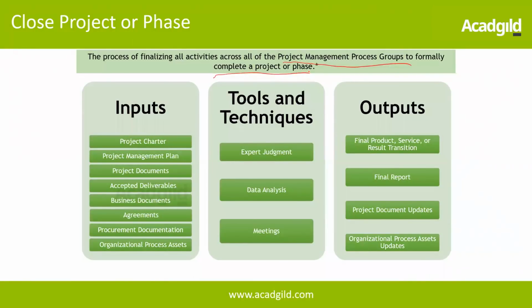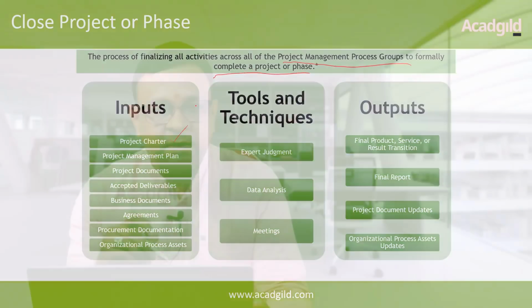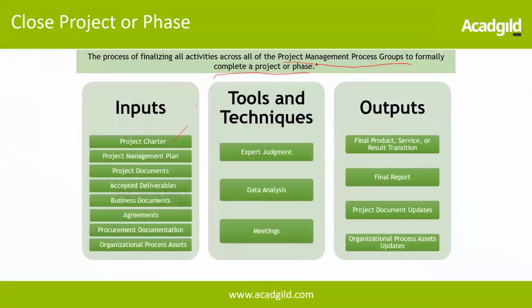Alright, now let's look at some of the inputs, tools and techniques, and outputs of this process. The key input is going to be the project charter, because that was the initiating document, we created a project charter. Now when we close, we need to know whether what has been defined in the project charter is really relevant. Then the project management plan, all the project documents, and accepted deliverables. Accepted deliverables come from monitor and control. The customer had validated the deliverable, so the customer has accepted it.